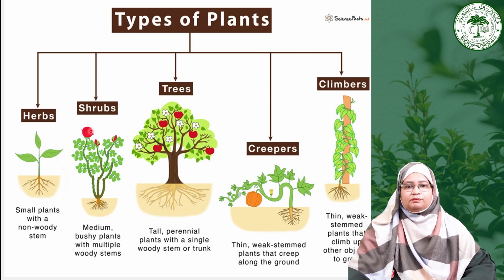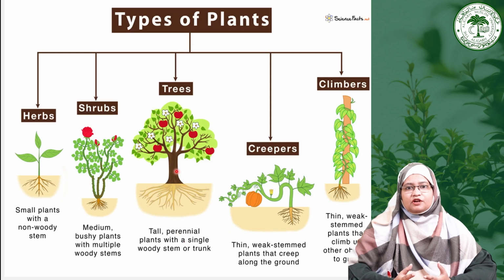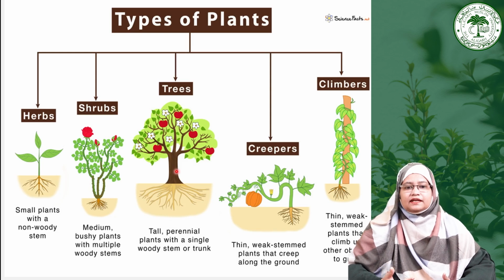The next category of plants according to habit is shrubs. Shrubs are medium bushy plants and they have a woody stem, like hibiscus. And the third category is trees. Trees are tall perennial plants with a single woody stem or trunk, and a large number of plants belong to this category, like ficus and neem tree. Trees have a very tall and perennial habit.